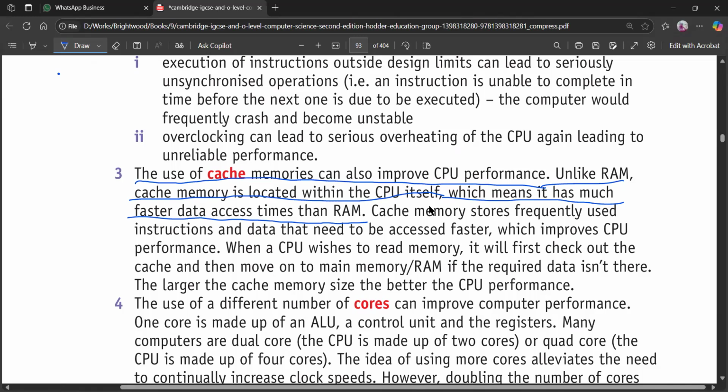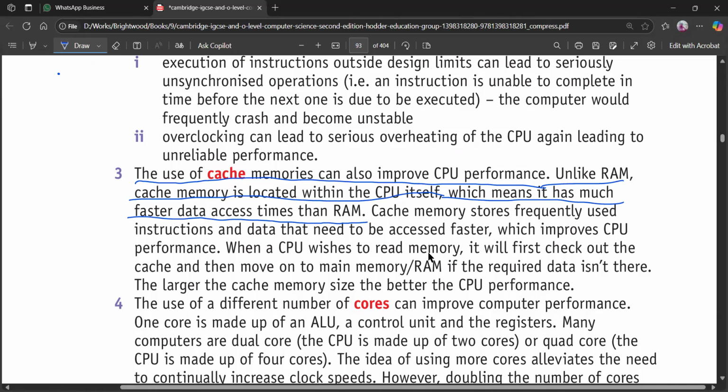Cache memory can also improve CPU performance. Unlike RAM, which is placed separately, cache memory is located within the CPU itself. This means it has a much faster data access time than RAM.